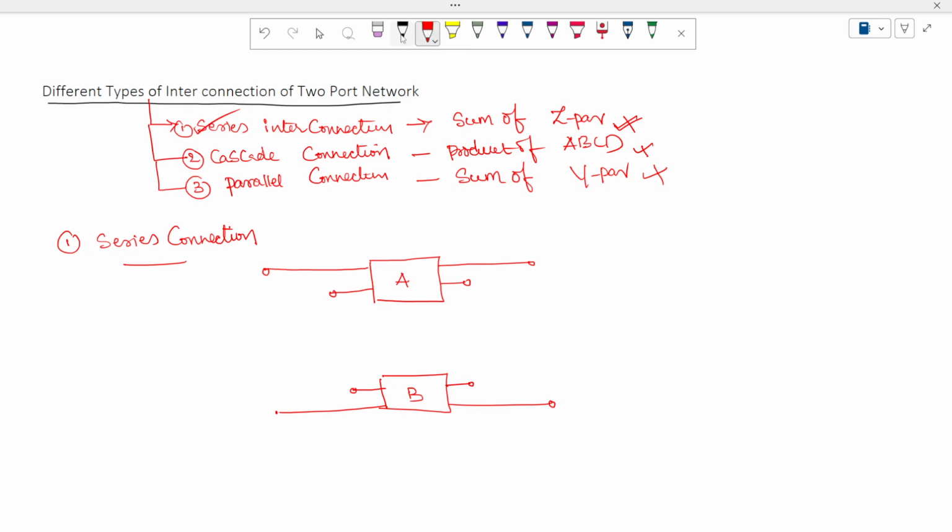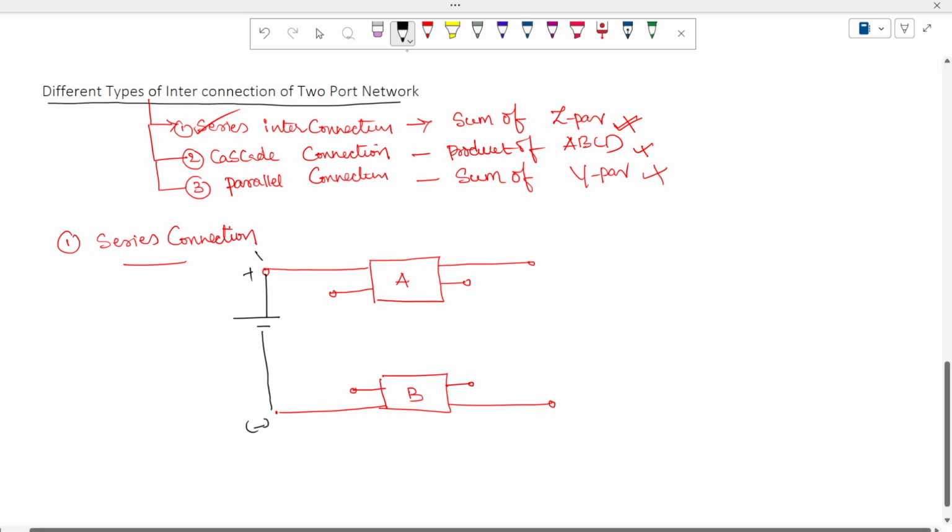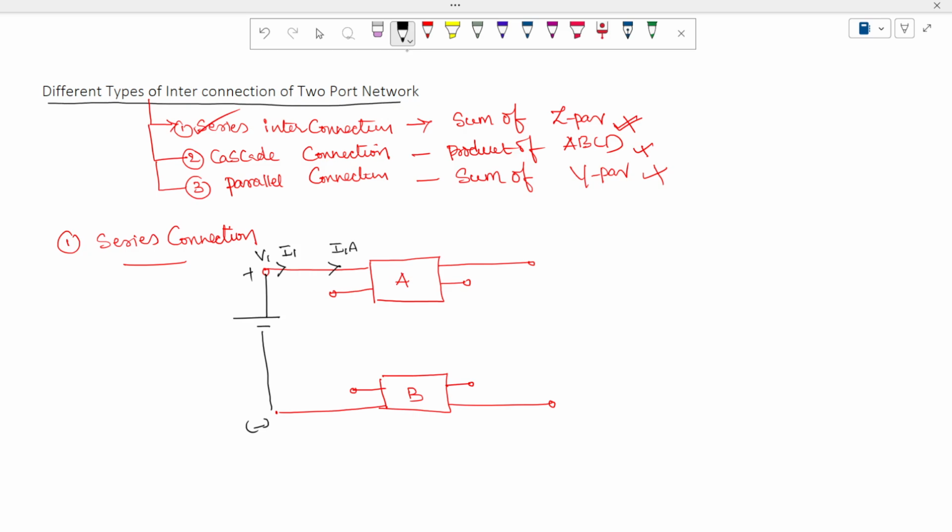Now we need to interconnect them. Here we are applying a voltage of V1 and the current into the network is I1. The current which flows into network A, I am going to label as I1A, and the output of A is connected to B. The current entering the B port is I1B. The current I1A flows like this, and you can see the current I1 flows, and it comes back and forms a closed path.